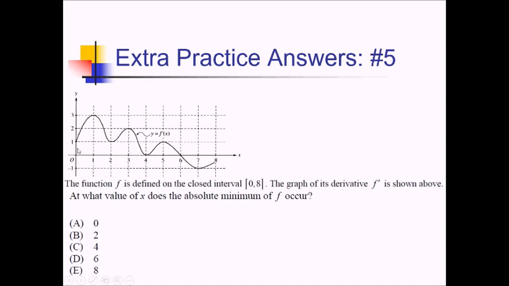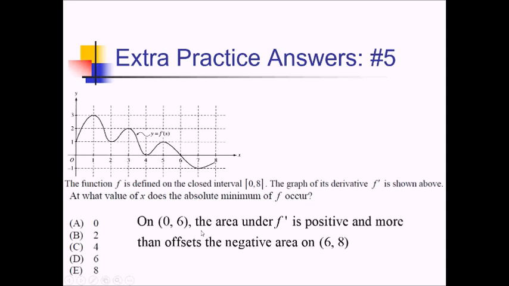Starting back here before you've acquired all this positive area, or using the area all the way from 0 to 8? The way I reason this out is that although we can't figure out the exact area, from 0 to 6, the area is all positive, and more than offsets whatever negative area you picked up between 6 and 8. So for that reason, you're better off just taking whatever area you had at 0, and that's going to be your minimum value. So that ends up being answer choice A.